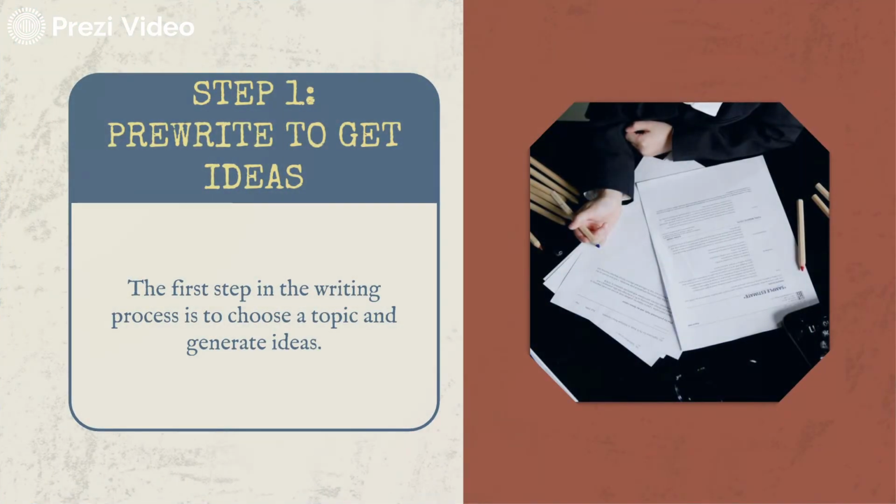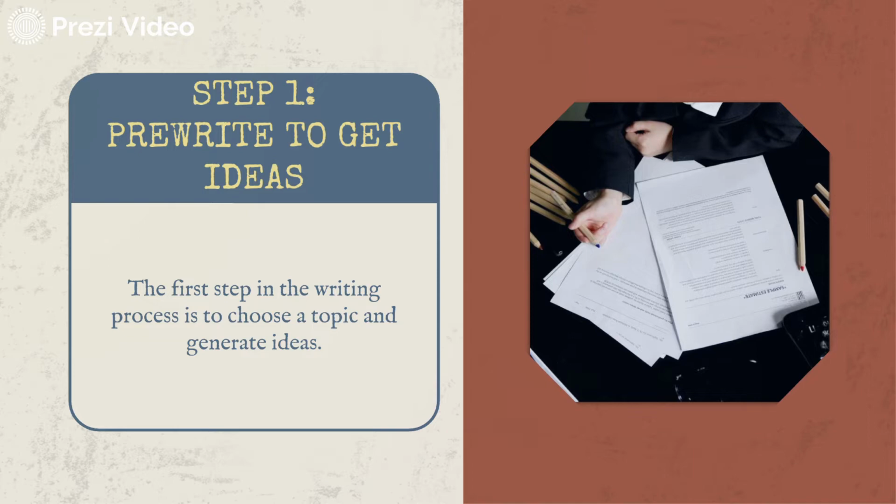All right, now we are moving to step number one, which is pre-write to get ideas. The first step in the writing process is to choose a topic and generate ideas. It is important. I would like to encourage everyone to choose a topic that you are comfortable with. This is because when you are comfortable with the topic, for example, you are going to quickly make a list of any words or phrases that are related to your topic. It's going to be easy for you to think about your points related to the topic.